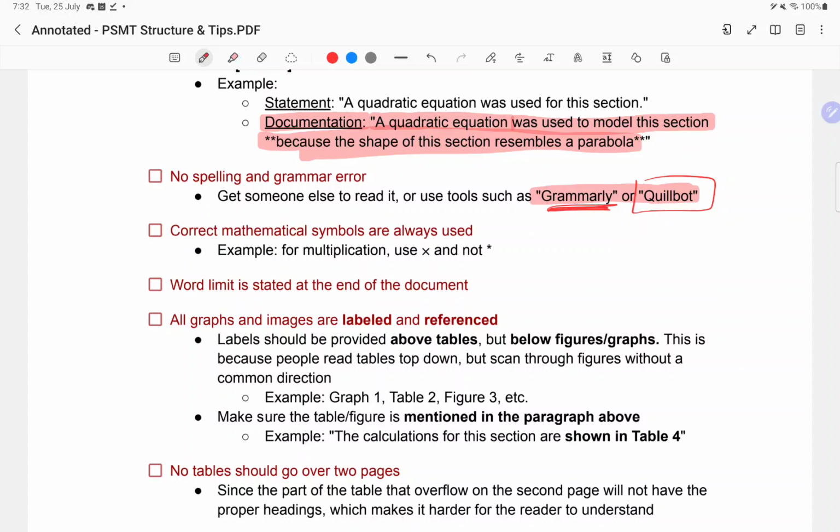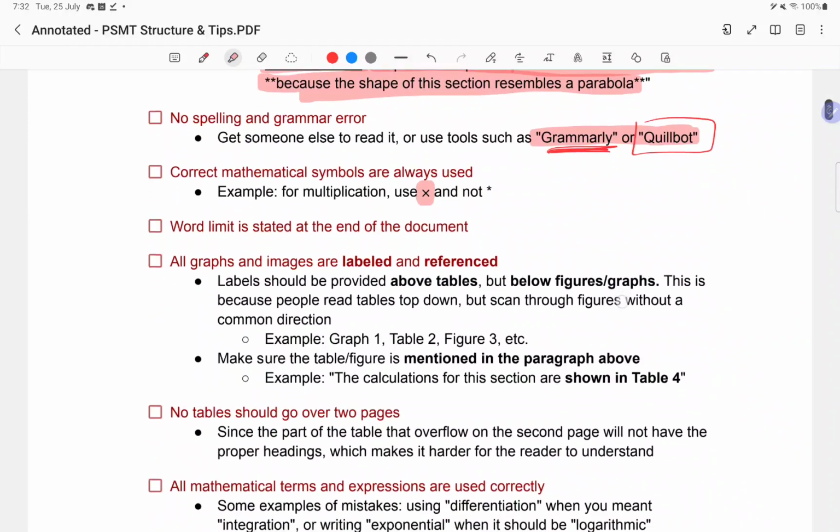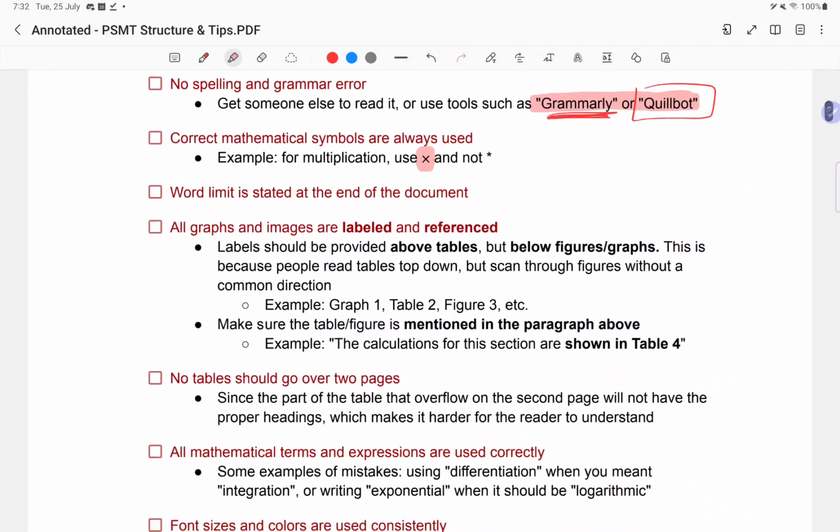Okay, so no spelling or grammar errors. Use Quillbot, and make sure you always use the proper symbol in Microsoft Word, not the star. All right, so use the proper symbol. Yeah. And then the word limit stated at the end.